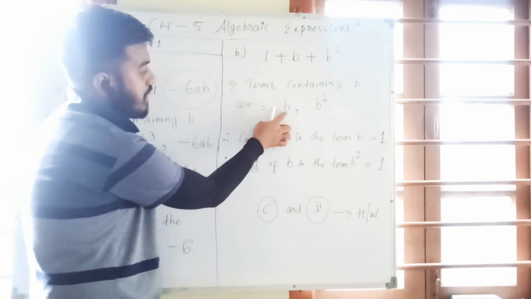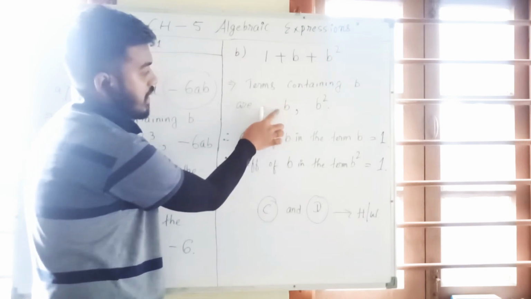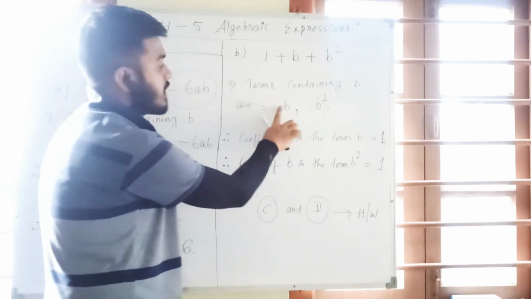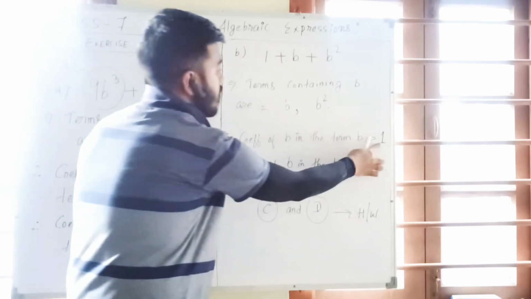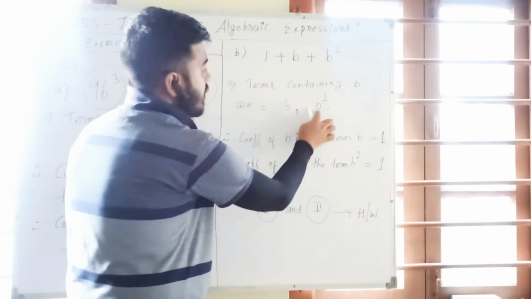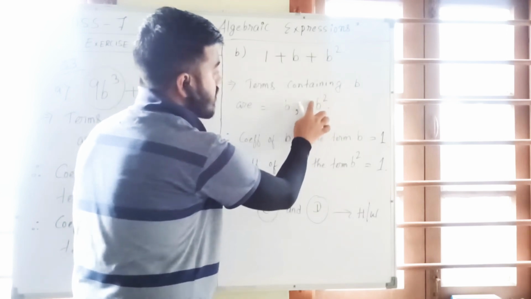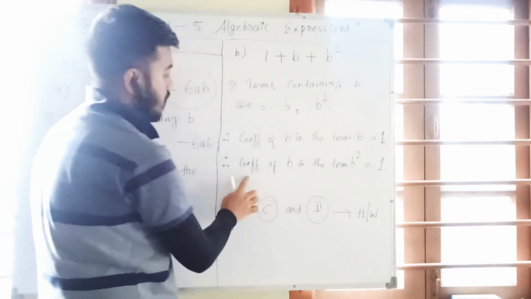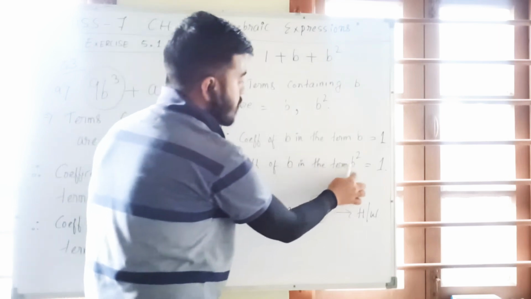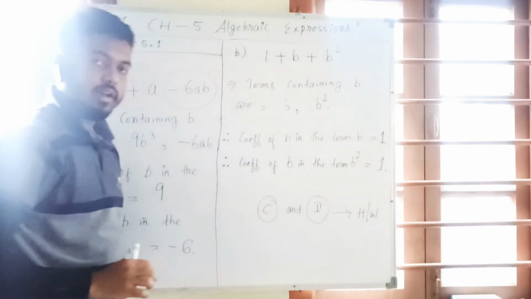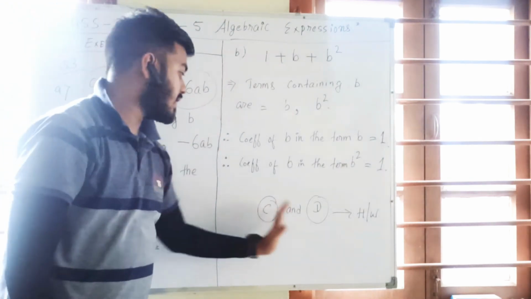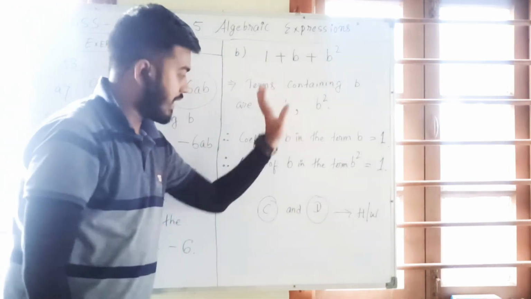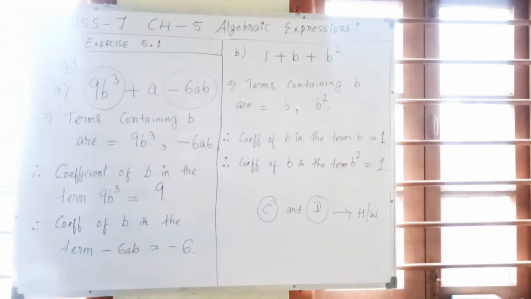So in this term, what is the coefficient of b? Along with this b, we have no number here, right? It does not mean it is 0. It is always 1. So along with this b, the coefficient is 1. Now along with b square also, no number is there. That means it has 1. So coefficient of b in the term b square is again 1. So this is a simple explanation. Similarly, you can try C and D at home. Please try. You will get the answer. That's for sure. So this completes exercise 5.1.